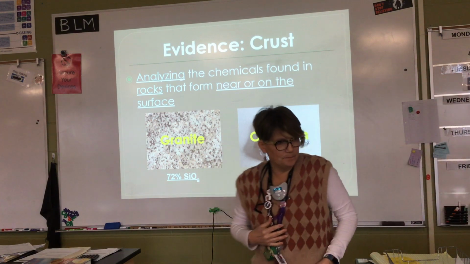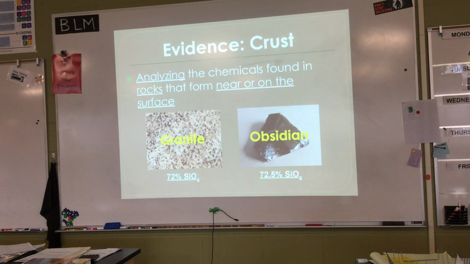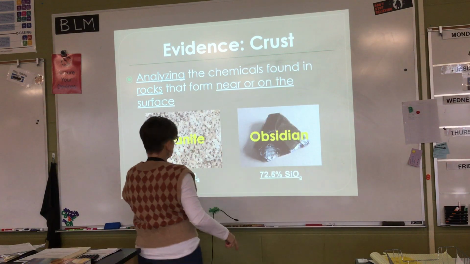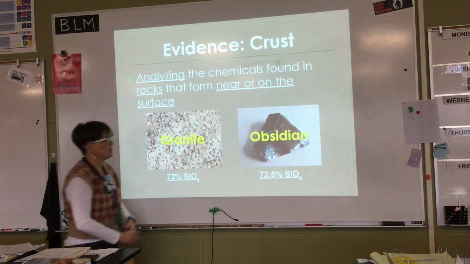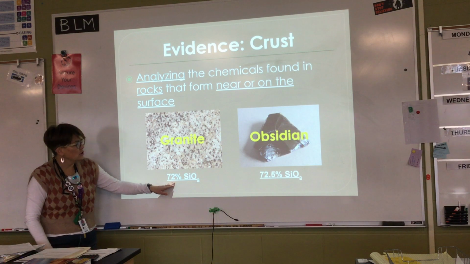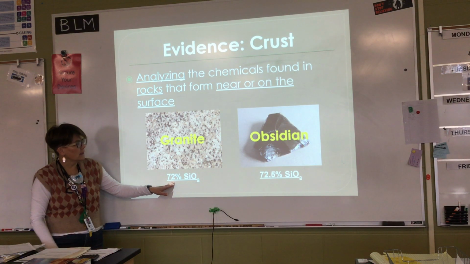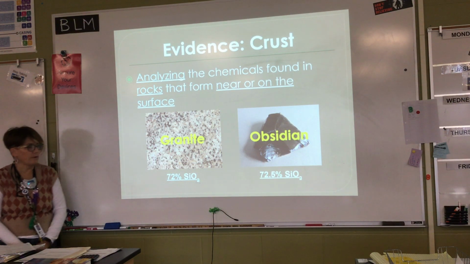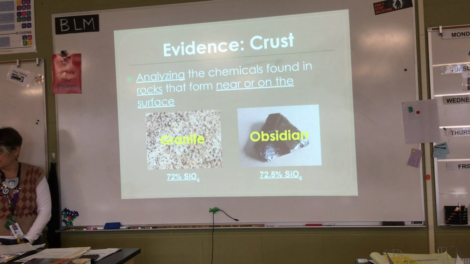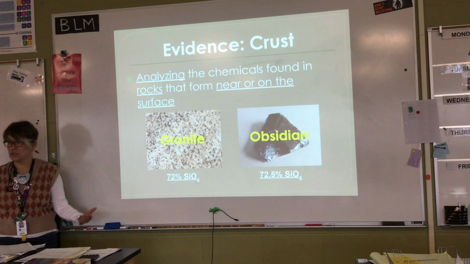Let me show you where we are. You good? Yeah. So right here, evidence of composition would be analyzing rocks near or on surface. And then down below here, you're going to fill in those two lines as far as granite is 72% silica dioxide and obsidian is 72.5%. That's our evidence. Now that's easy because we walk on the crust.